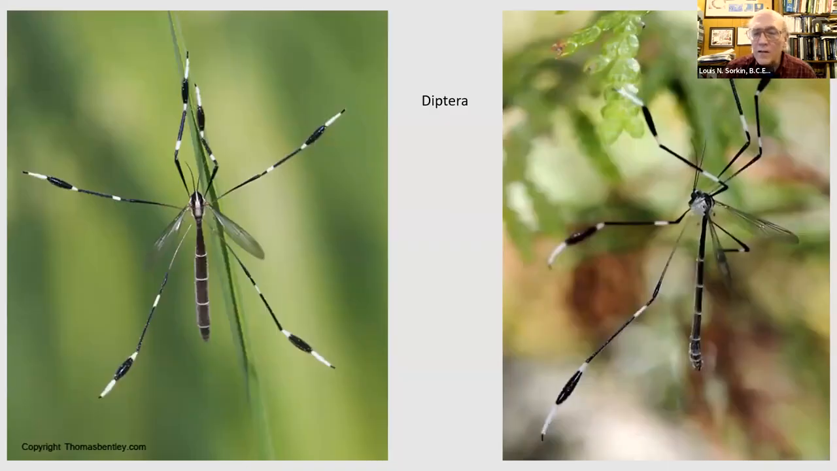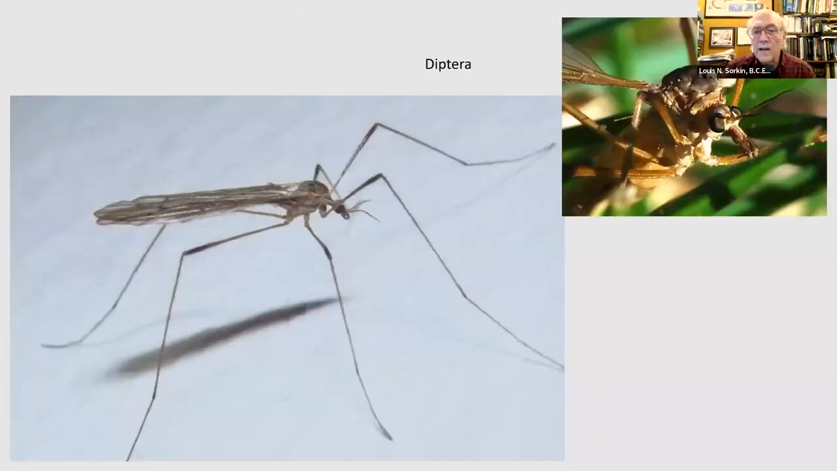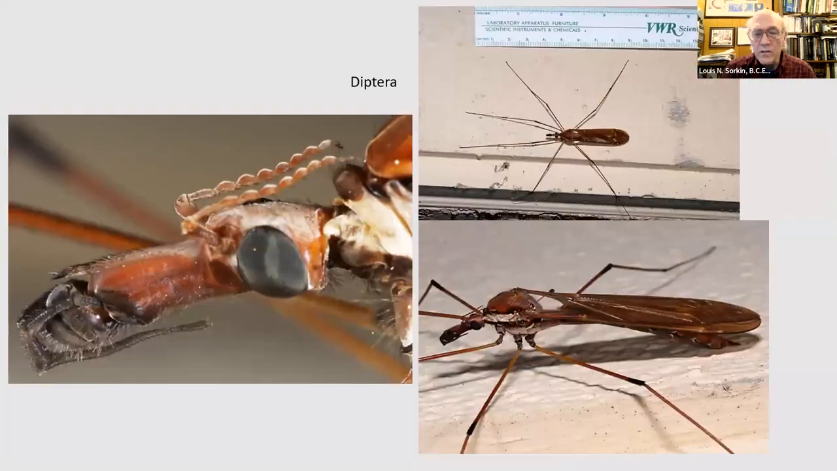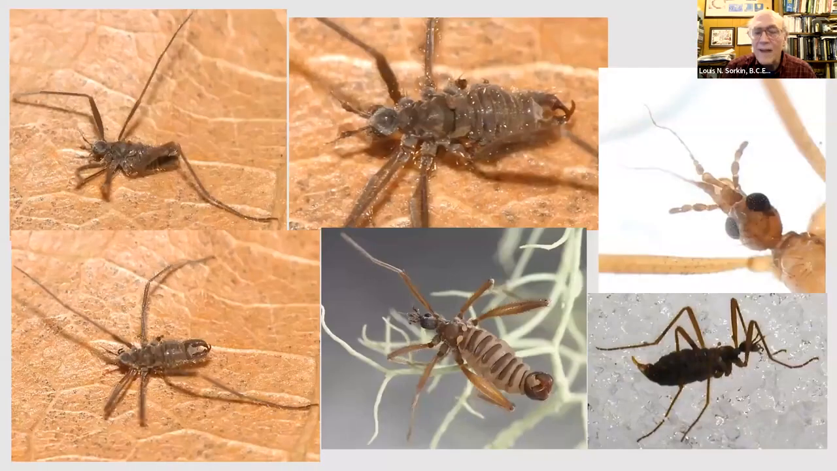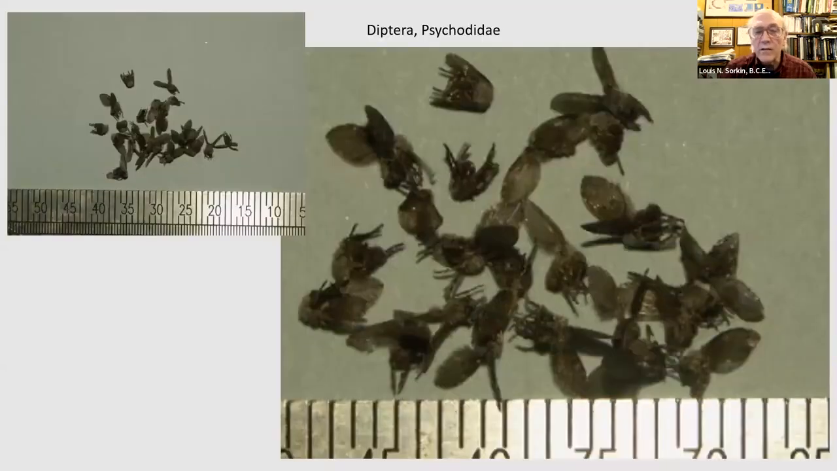A Ptychopterid, one of the black and white crane flies, a different family from the tipulids and other crane flies. And some more crane flies here, just to show you some variation in their mouth parts. They have mouth parts, but some don't feed. These are wingless crane flies in different families. These are chaoborid midges, not culicid, not mosquitoes. And the larvae of these are actually predaceous on mosquito larvae.